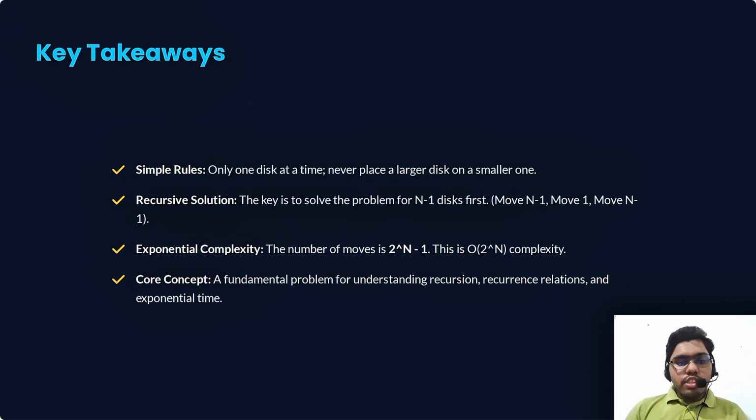Exponential complexity. The number of moves is 2 to the power of n minus 1. This is a fantastic demonstration of how some problems become incredibly hard very quickly. Core concept. This isn't just a puzzle. It's a fundamental tool for understanding recursion, recurrence relations, and algorithmic thinking.